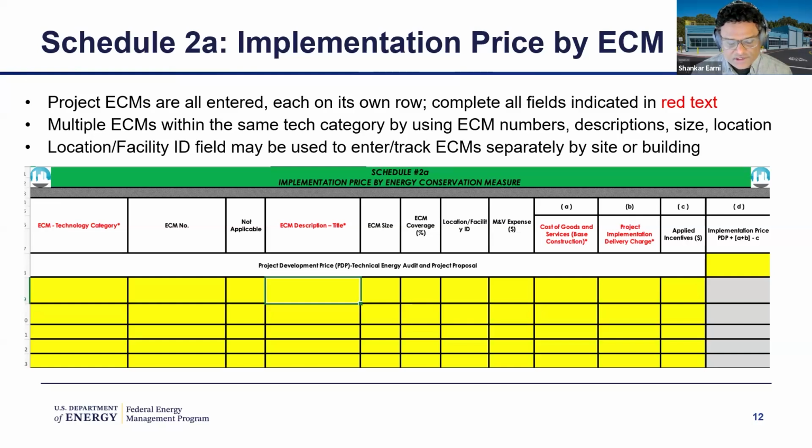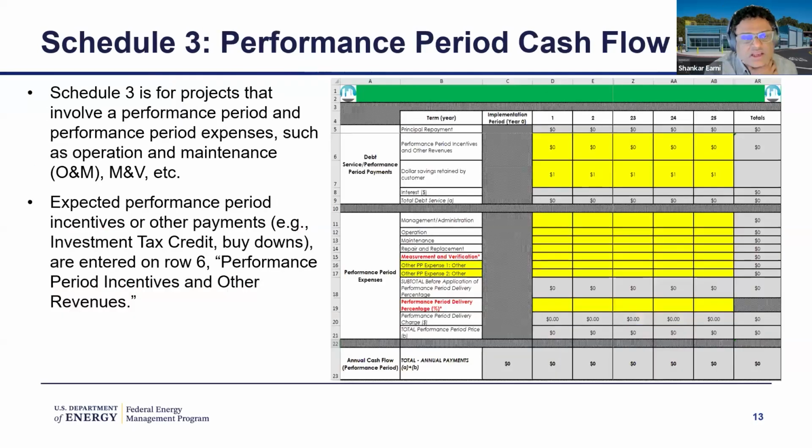And you can also specify the size. For example, if it's a boiler, you can specify the horsepower, chiller tonnage, if it's lighting, number of lights, and things like that. So this information gets used when we try to benchmark the data. So that's Schedule 2A. Schedule 2A focuses on the initial cost, the CapEx cost, if you will, and Schedule 3 focuses on the recurring operating expenses associated with the project.